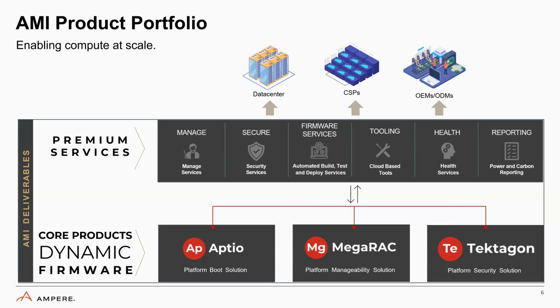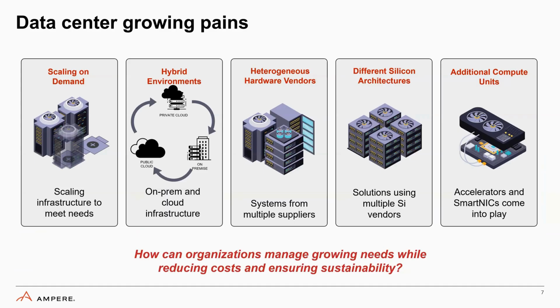And let's go forward and take a look at some of the growing pains that exist within the data center today. So there's a lot of text on this slide. What we want to talk about is how do you scale to match demanding needs today? Because you've got to grow your scale on demand. You're going to have hybrid environments now. Those are the norm. You're going to have public cloud, private cloud, and on-premise. You've got heterogeneous hardware vendors and silicon vendors now. And also adding to the mix are all of these additional compute units. GPUs are obviously the most common ones today. SmartNICs are also coming into play. So how do you manage these growing needs while reducing costs and ensuring the sustainability of your overall data center footprint?